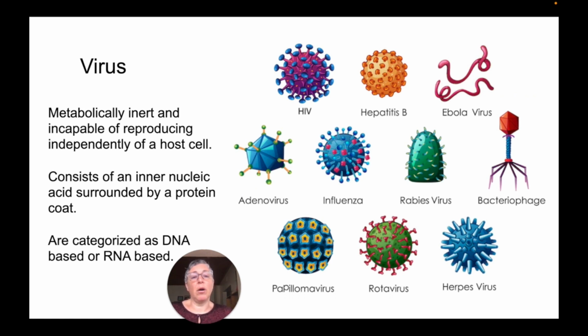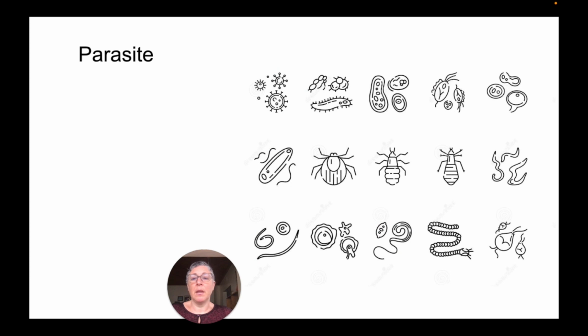And basically all viruses consist of some nucleic material surrounded by what's called a protein coat. And viruses are categorized as a DNA virus or an RNA virus. And depending on that, that will inform scientists on how to come up with a vaccine or some type of preventative measure against that particular virus.